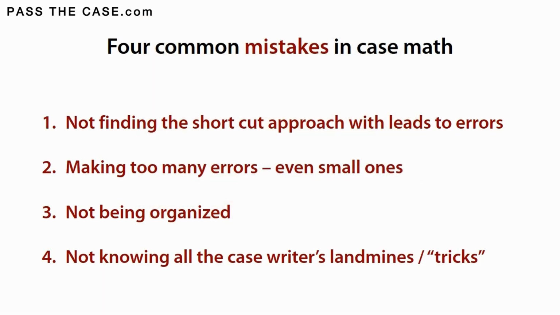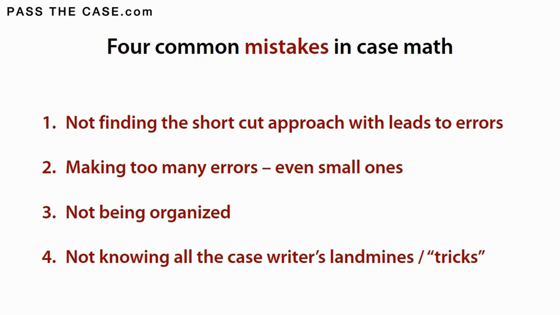I found that candidates typically make four types of mistakes in calculating math. The number one mistake candidates make is not finding the shortcut approach to the case math. In other words, they do it the long way, and this leads to having them calculate a lot more numbers, and it basically increases the chances of making errors. That brings me to the second most common mistake, which is making too many errors. A few small errors start adding up when your competition is not making any of them. Unfortunately, these little details do matter.